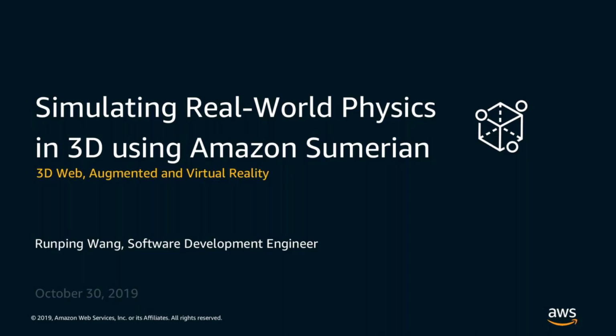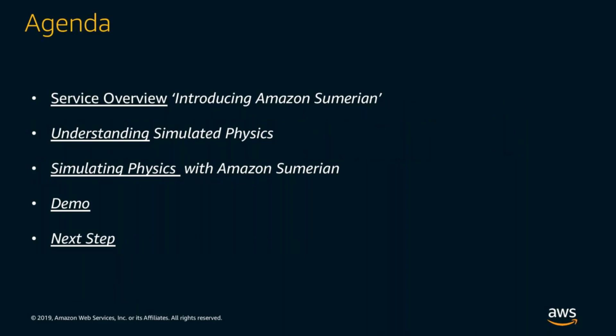Today, what we are going to be talking about is simulating real-world physics in 3D environment using Amazon Sumerian. So what's on the plan? First, we're going to talk about what's Amazon Sumerian and how people use Sumerian to innovate 3D content. That basically covers how we get here today.